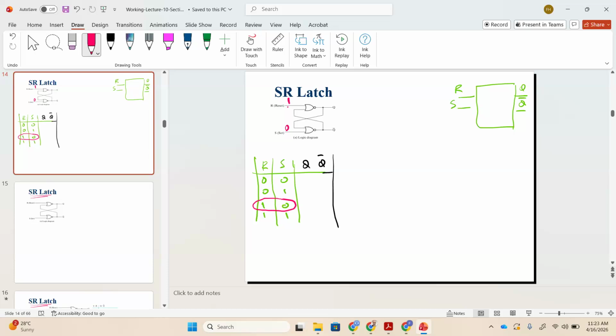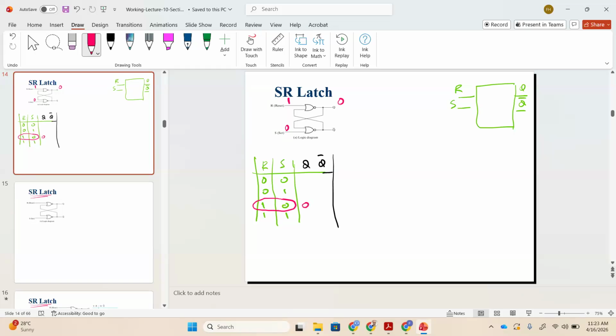So can you see here? For the top NOR gate, remember, if any input to the NOR gate is 1, the output will be 0. So what will Q be in this case? It will be 0. Why? Because if any input to the NOR gate is 1. Now please look at the red color, I'm writing in red. So Q will be 0.